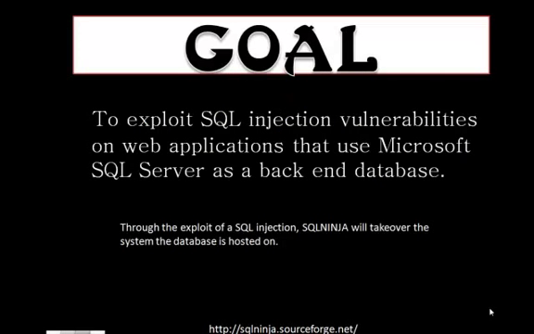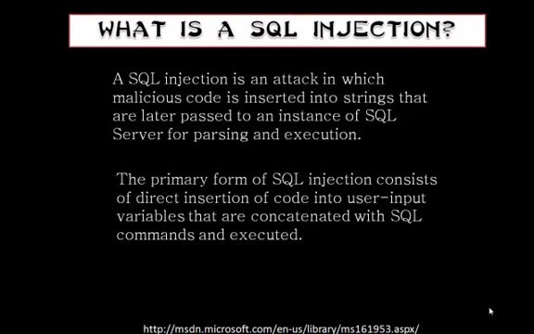The goal of SQL Ninja is to exploit SQL injection vulnerabilities on web applications that use Microsoft SQL Server as a back-end database. Microsoft SQL Server 2005, running on Windows 2003 Release 2, is the target in this tutorial. Microsoft Expressions 2 was used to create the website, which has a connection to the back-end database. Through the exploit of a SQL injection, SQL Ninja will take over the system the database is hosted on.